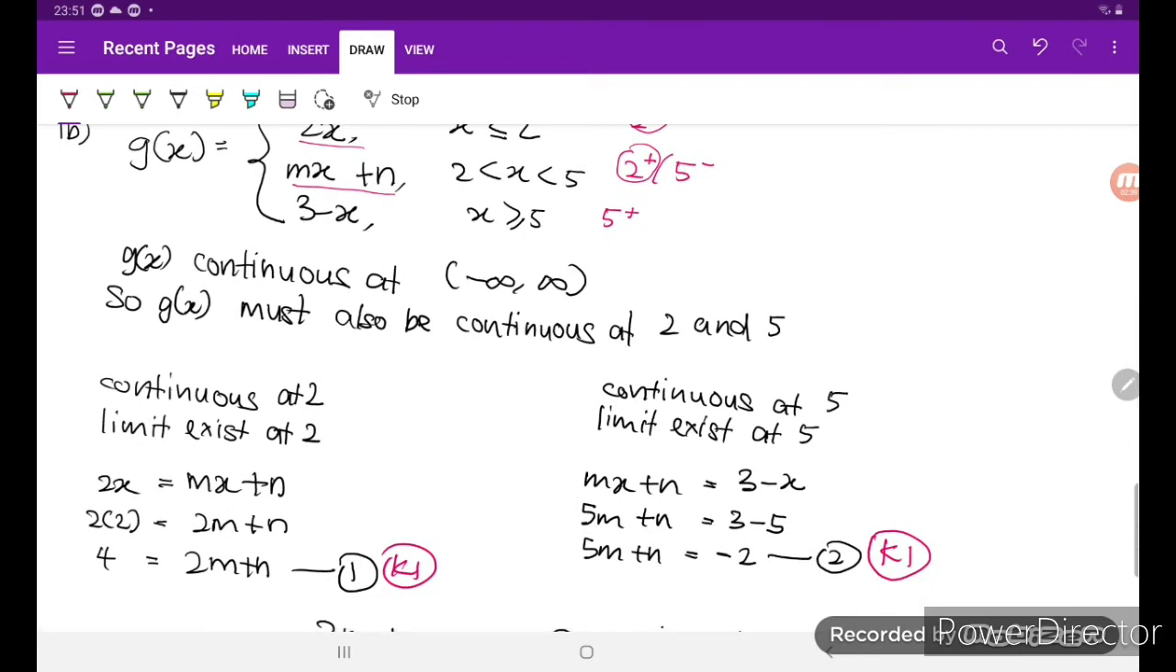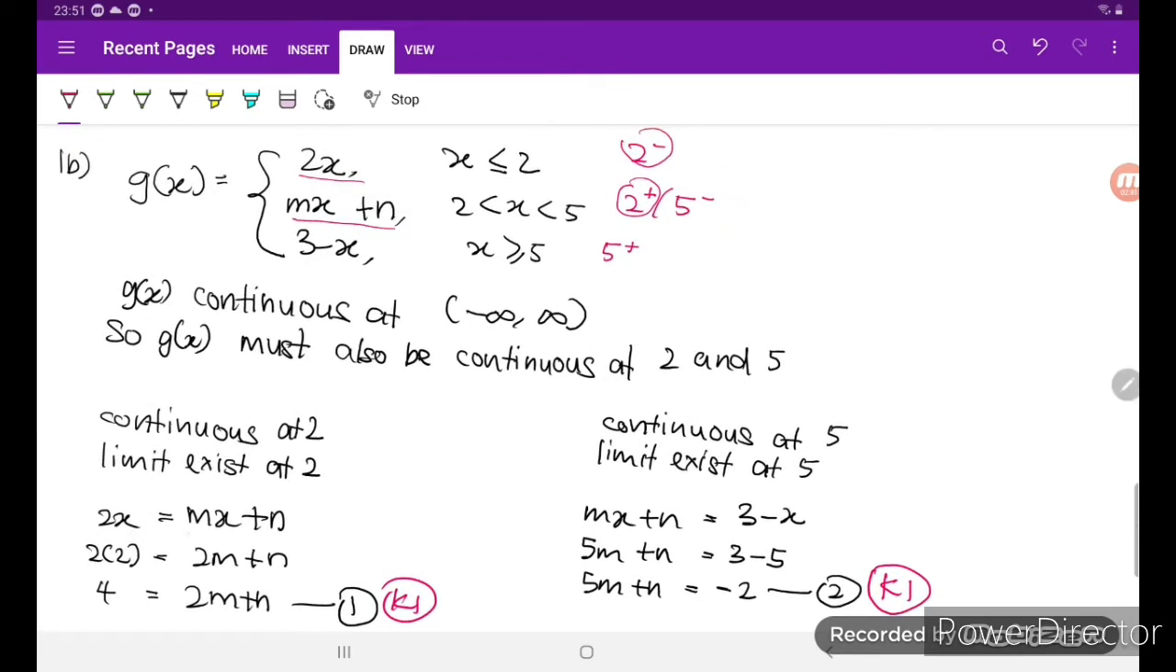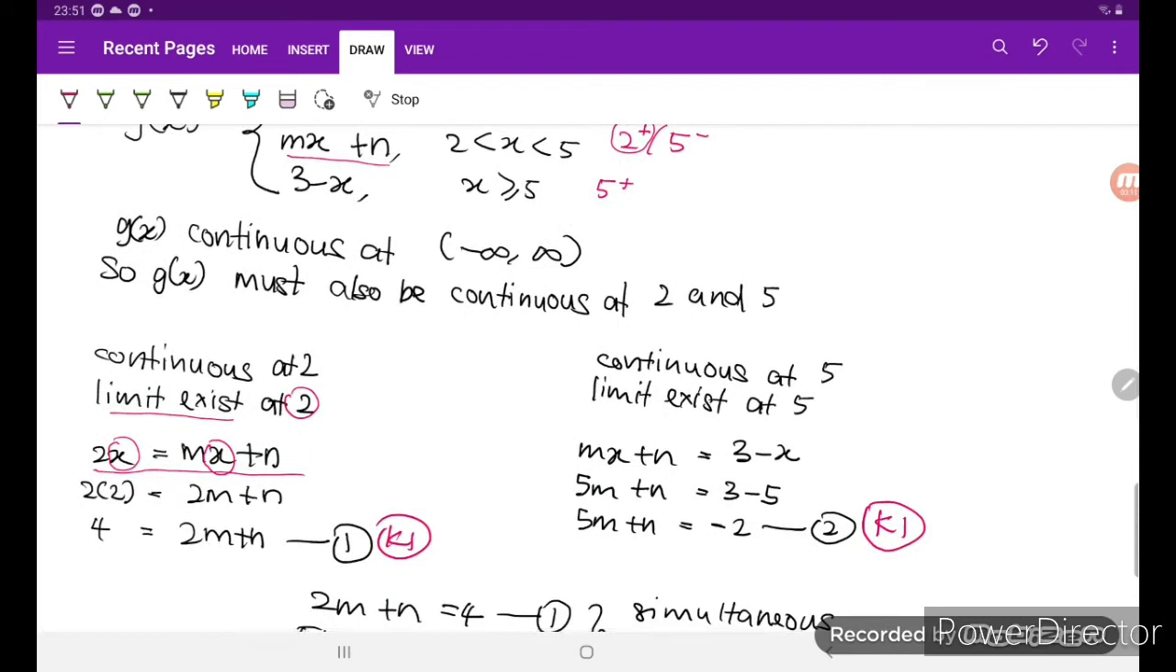Now we write 2x is equal to 5x plus m, and we substitute, because the limit exists, so we can just substitute 2 inside the equation. So 2 times 2 here, and here 2, so you will get 2m. So you simplify, you will get 4 equals 2m plus n, so you will get the first K1.